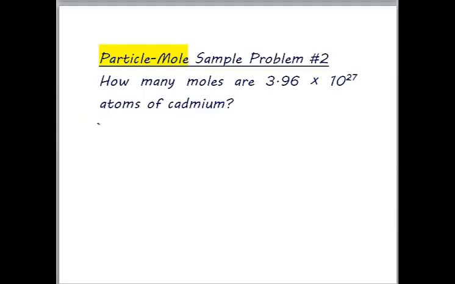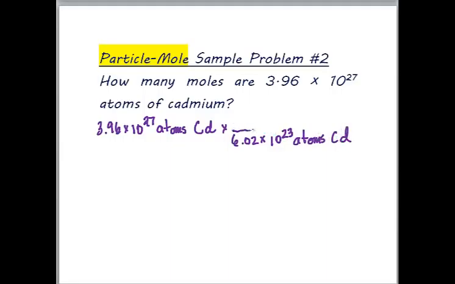So let's bring down our 3.96 times 10 to the 27th atoms of cadmium. Why atoms? Because cadmium is an element on the periodic table. How many atoms are there in a mole of cadmium? Well, same answer as always. There are 6.02 times 10 to the 23rd atoms of cadmium, and that constitutes 1 mole of cadmium.